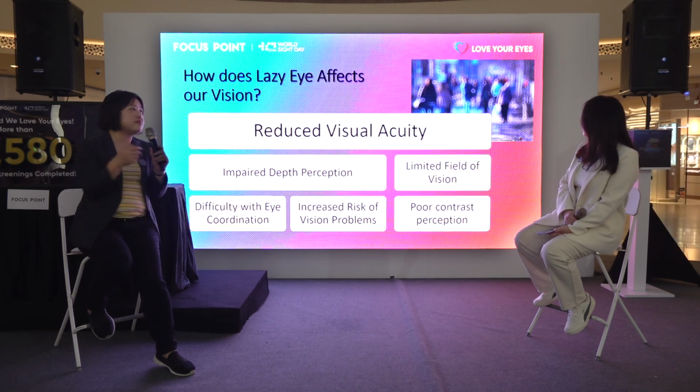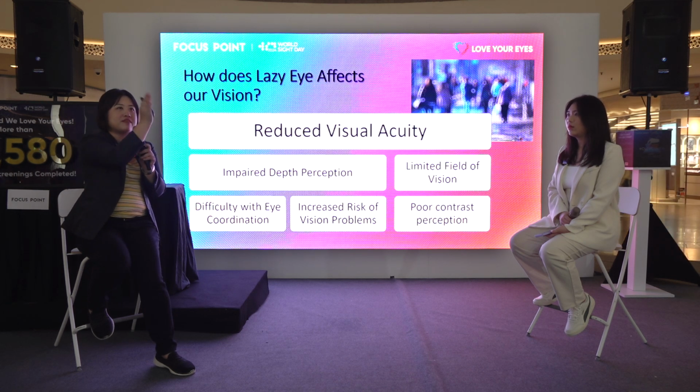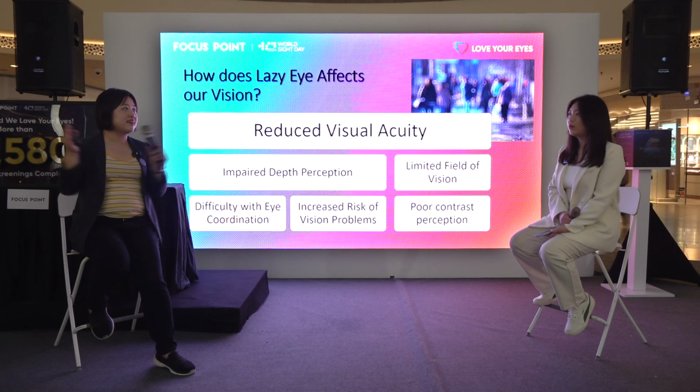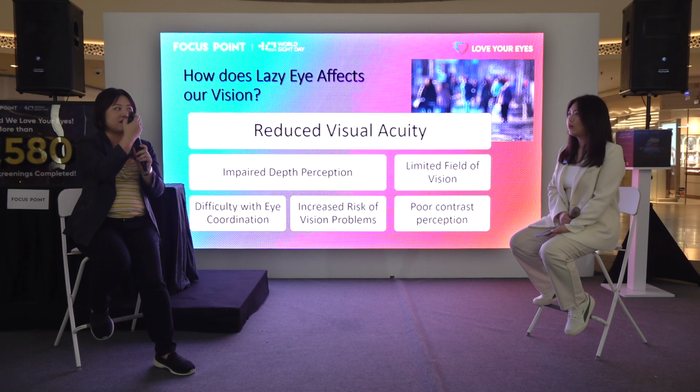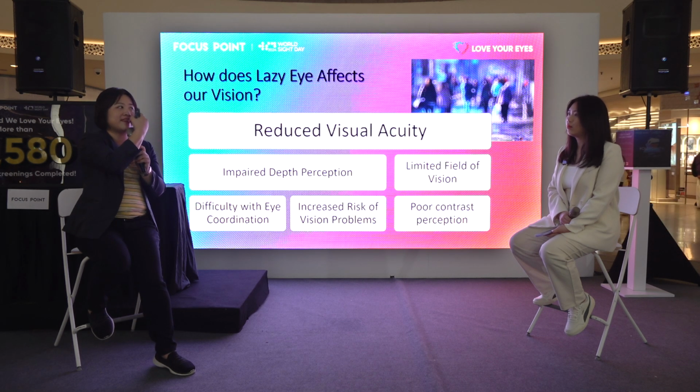Then field of view is limited because, like we see, this eye will see from here to here. This eye will see from here to here. So in combination, we see here. But if only one eye is seeing, one eye is not seeing, it means that maybe our field of view is only here, but this side cannot see, if this is the lazy eye.